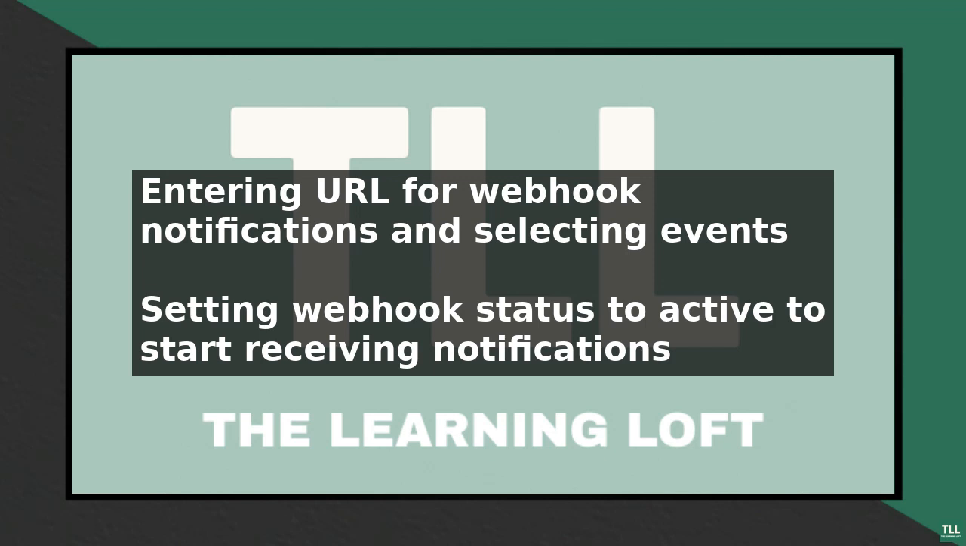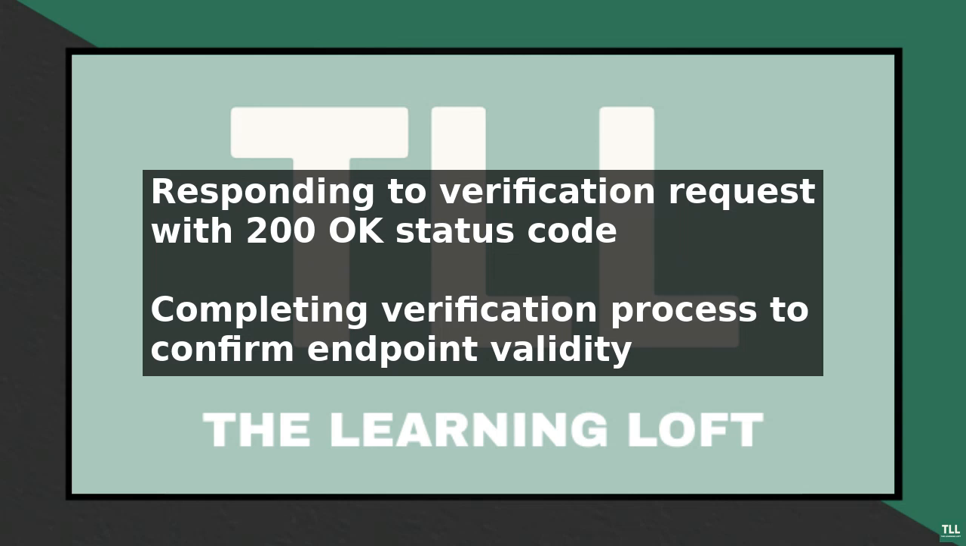After setting up the webhook, Authorize Net will send a verification request to the specified URL to confirm that the endpoint is valid. Your server must respond with a 200 OK status code to complete the verification process. Once the webhook is set up, you will start receiving notifications for the selected events.